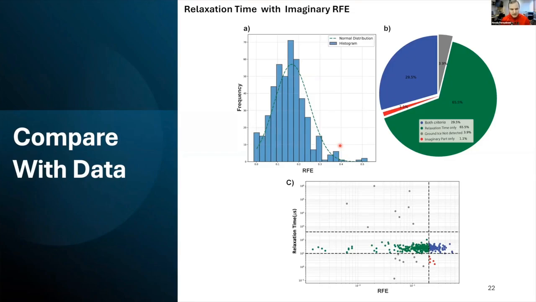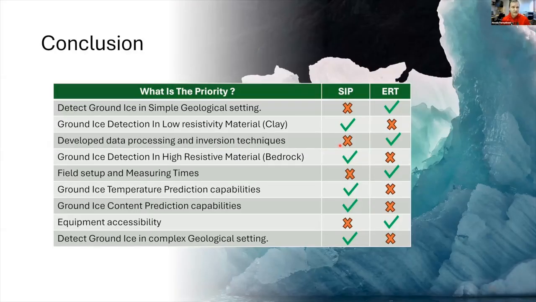So with that, I complete my presentation. And for the conclusion, because I spoke a lot about SIP and ERT, based on what you are doing, maybe SIP or in some cases ERT is a better method to identify ice. But in general, if you have a simple geological setting, it's better to use ERT. And if you have something like frozen clay, it's better to use SIP.